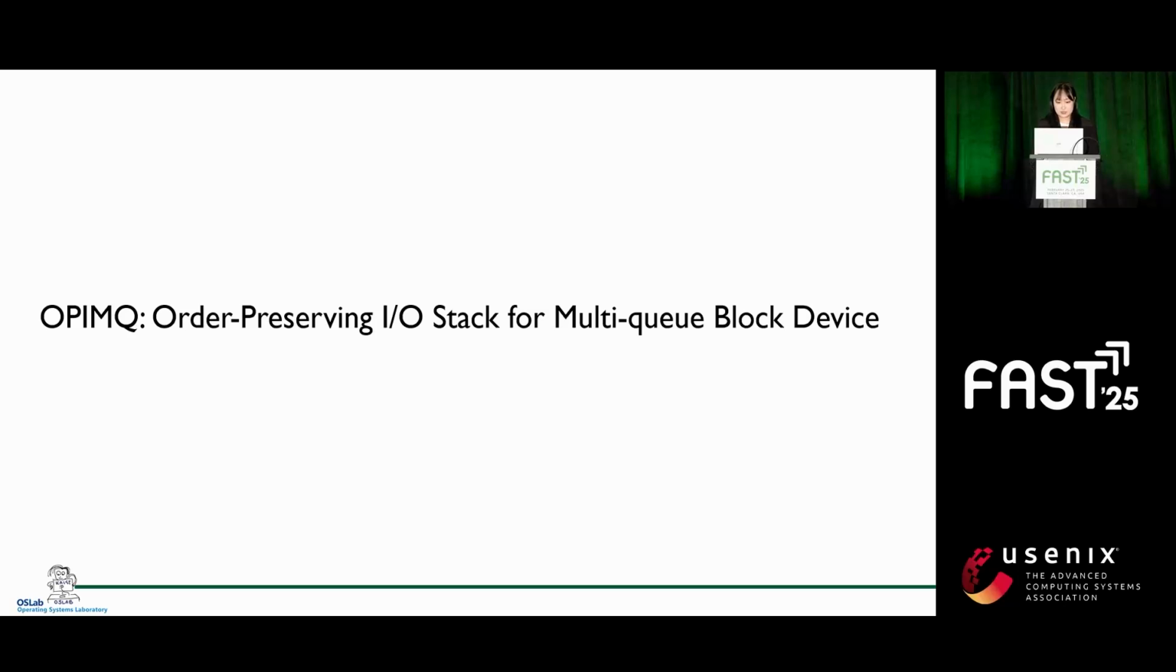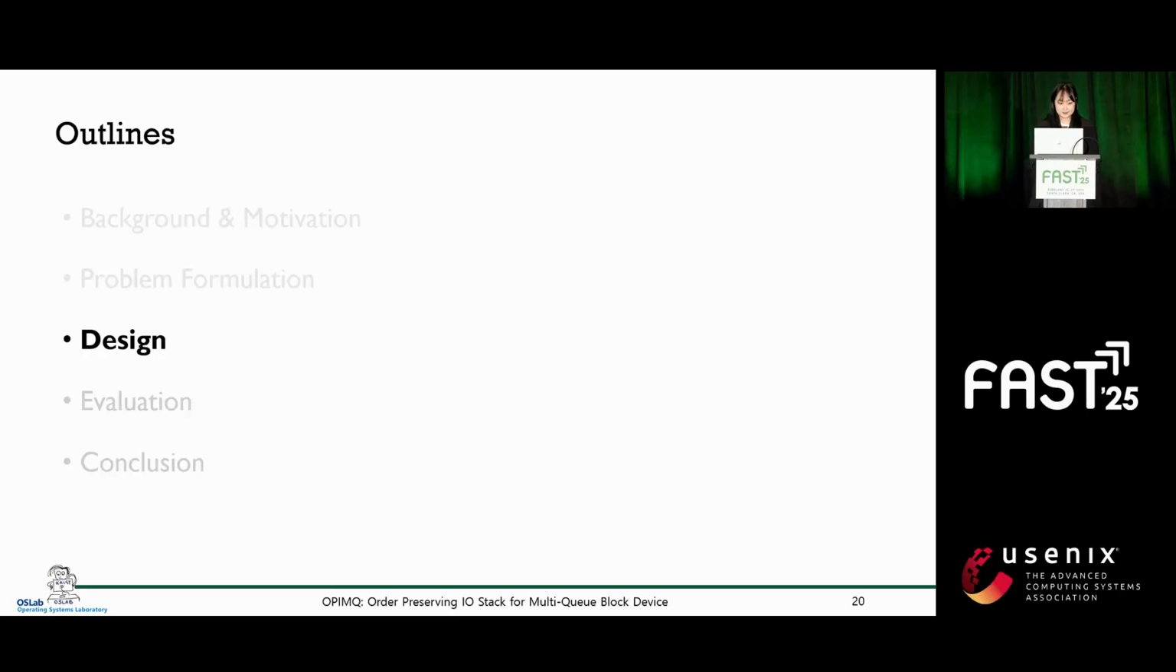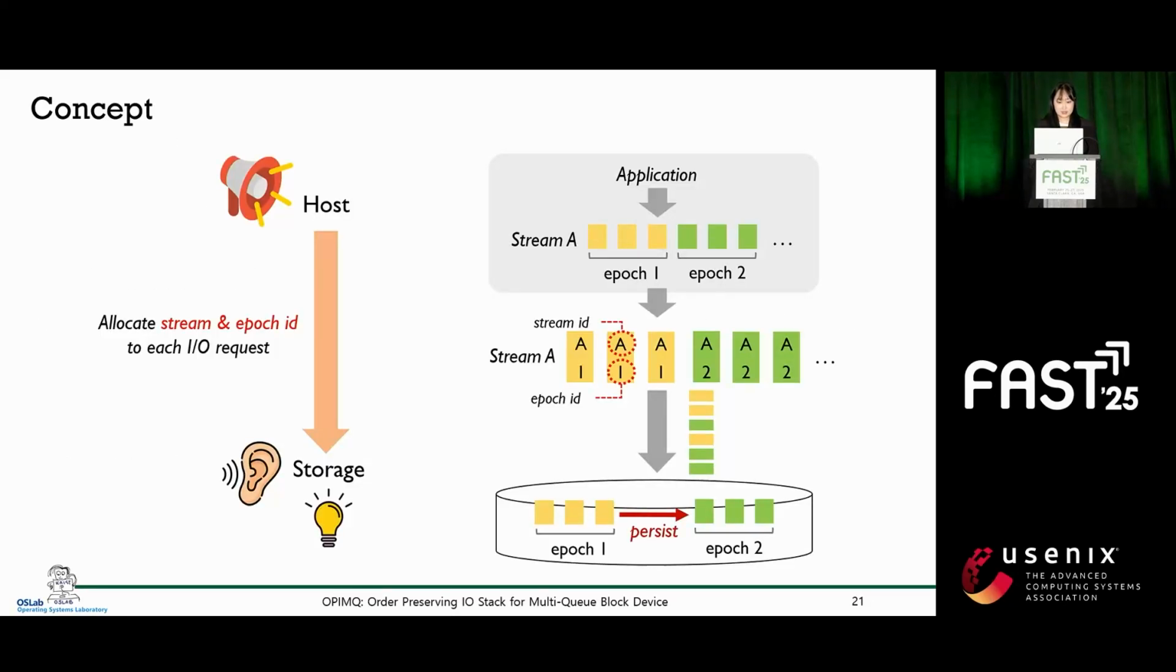To address these issues, we introduce OPIMQ, an order-preserving I/O stack for multi-queue block device. This is the key concept of OPIMQ. OPIMQ ensures storage order through collaboration of host and storage. At the host level, each I/O request is assigned a pair of stream ID and epoch ID, defining its ordering constraints and passing them to the storage. At the storage level, these IDs enable correct persistence order even across multiple queues.